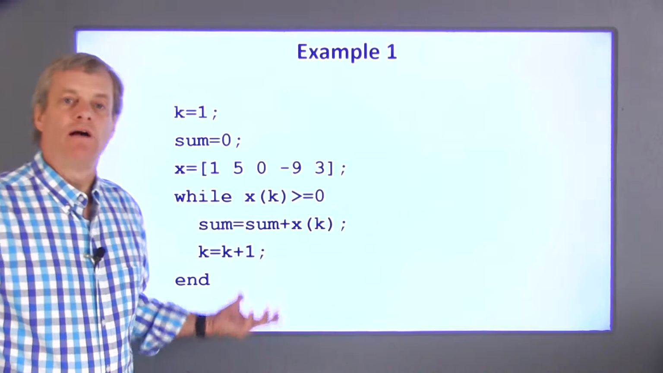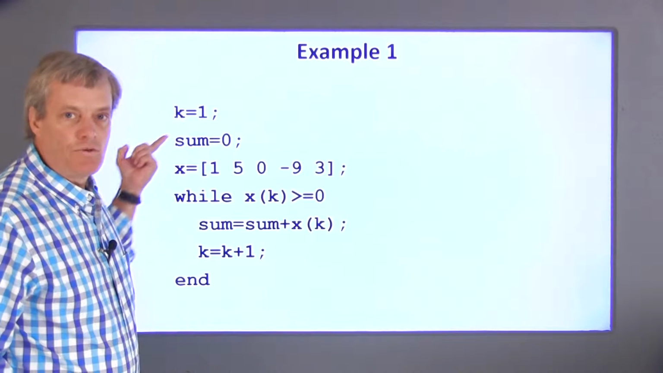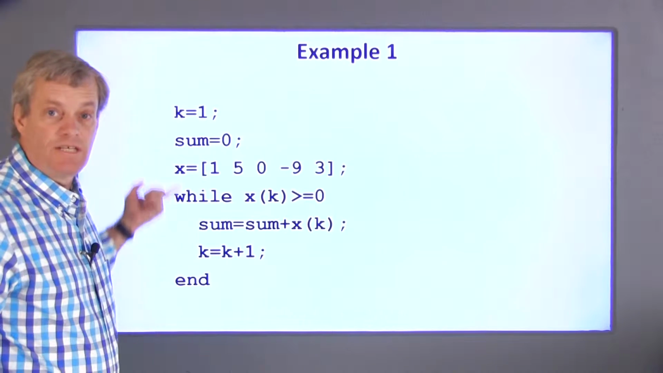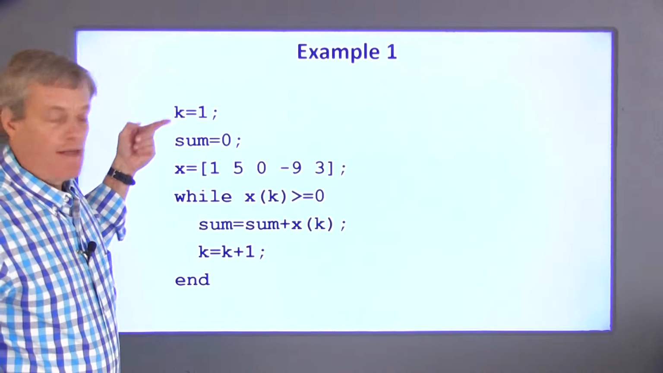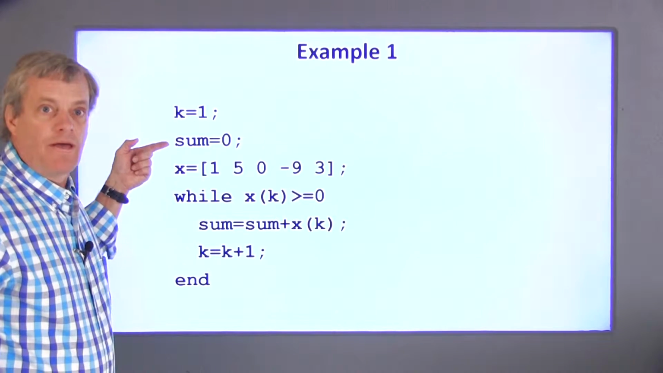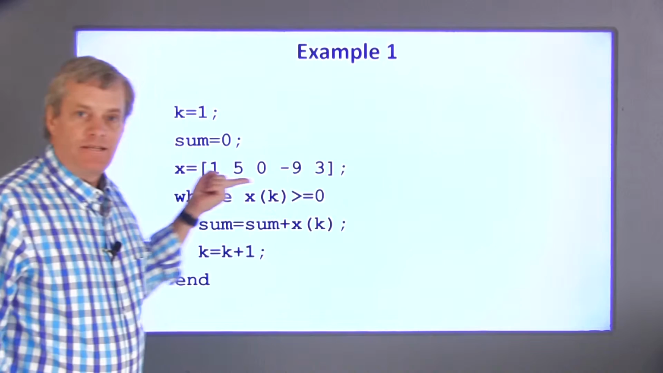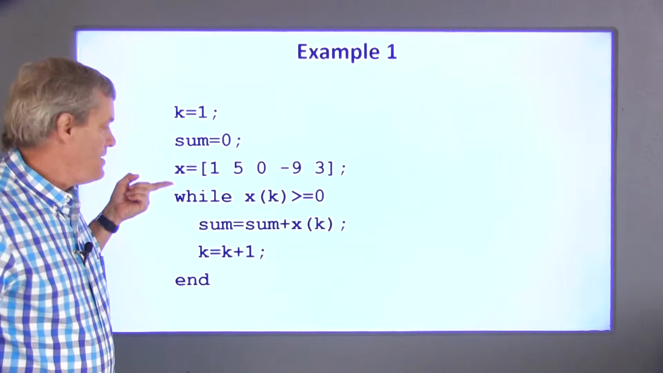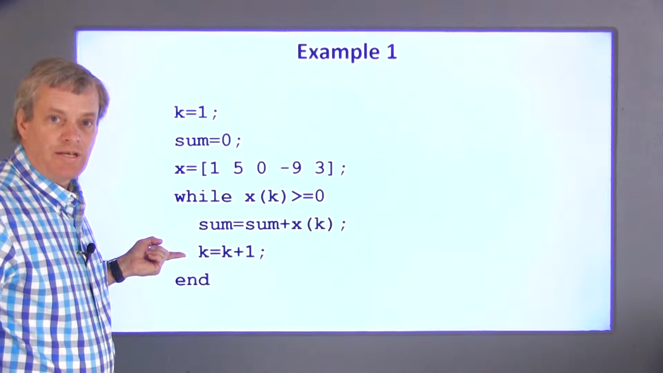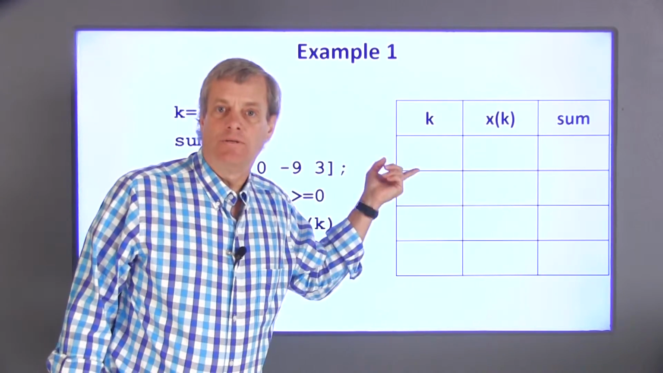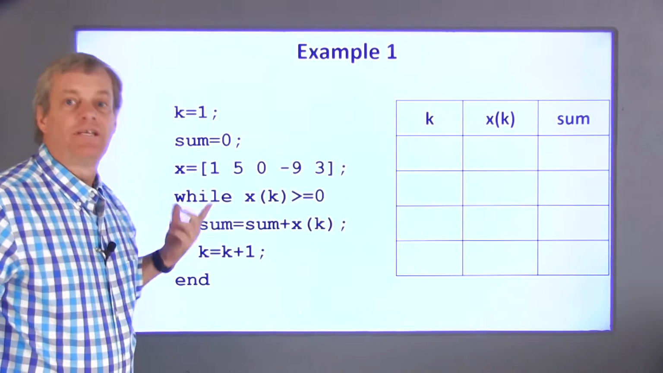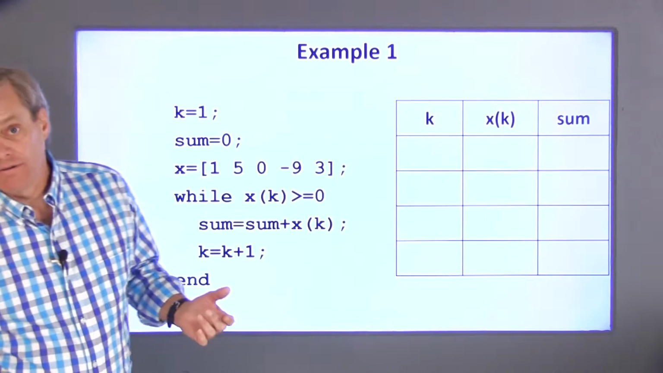In this example, I want to determine the final value of sum resulting from this given code. First, k is initialized as 1 and sum as 0. And x is initialized as an array. Next, the looping structure is encountered. As with for loops, I'm going to fill out a table as the loop is executed to help me keep track of what's going on.